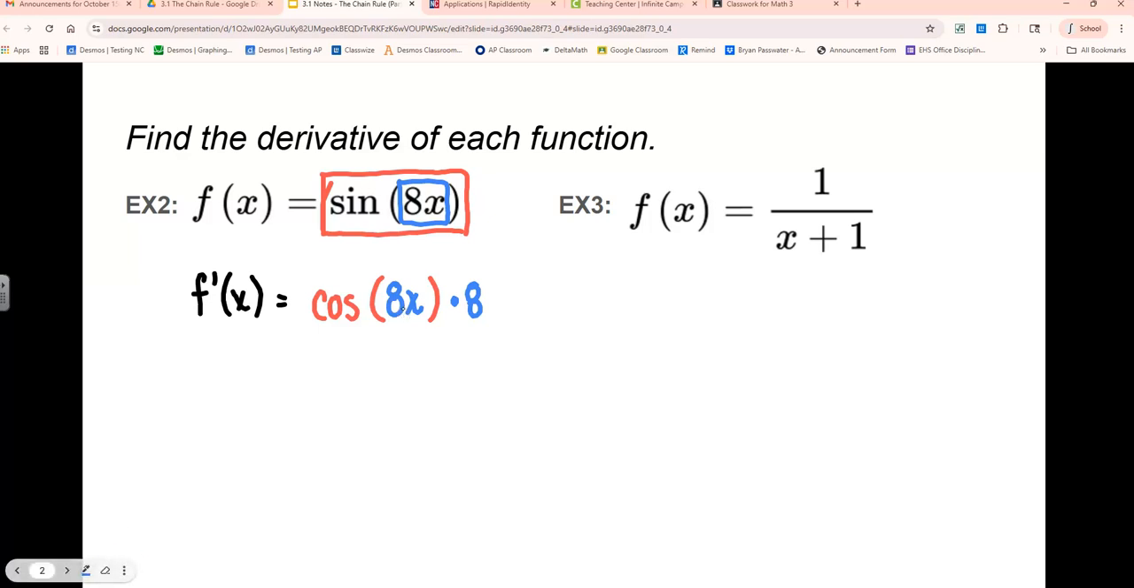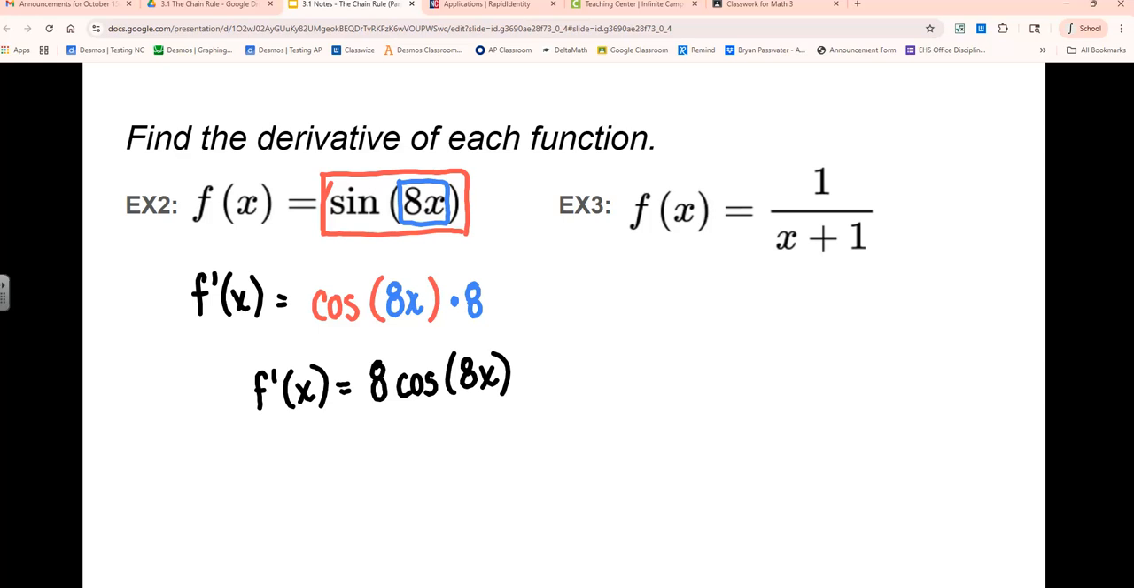You are probably going to see them clean that up just a little bit and write it this way, and you could have gone straight to this if you wanted: 8 cosine of 8x. You cannot multiply that 8 by the 8x because that 8x is within the cosine. This is just the 8 out on the end being multiplied. These are really simple, but kids miss them all the time because they forget that it needs a chain rule. It's so small they forget that they need to do it there.